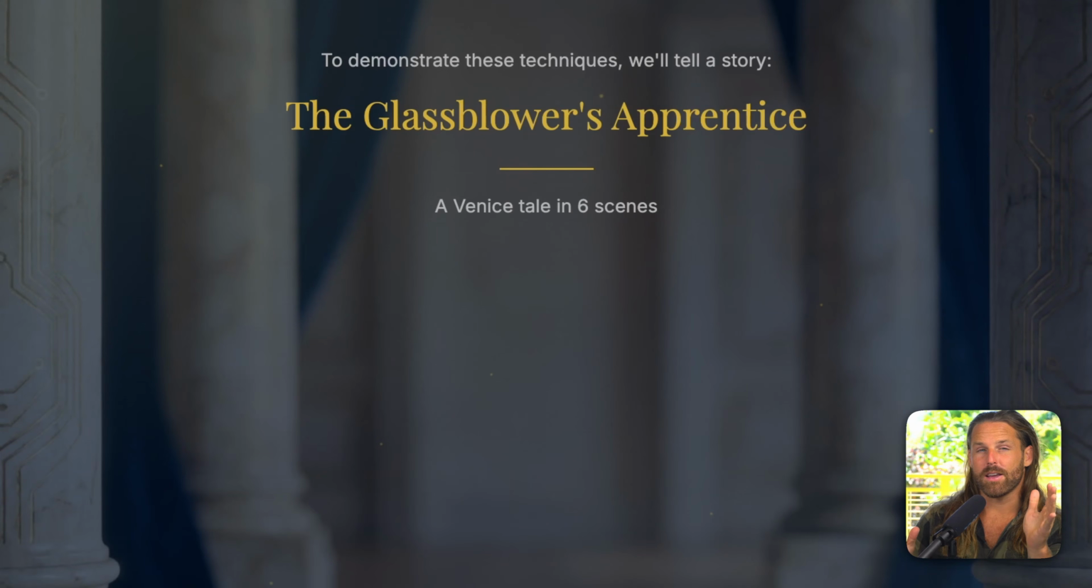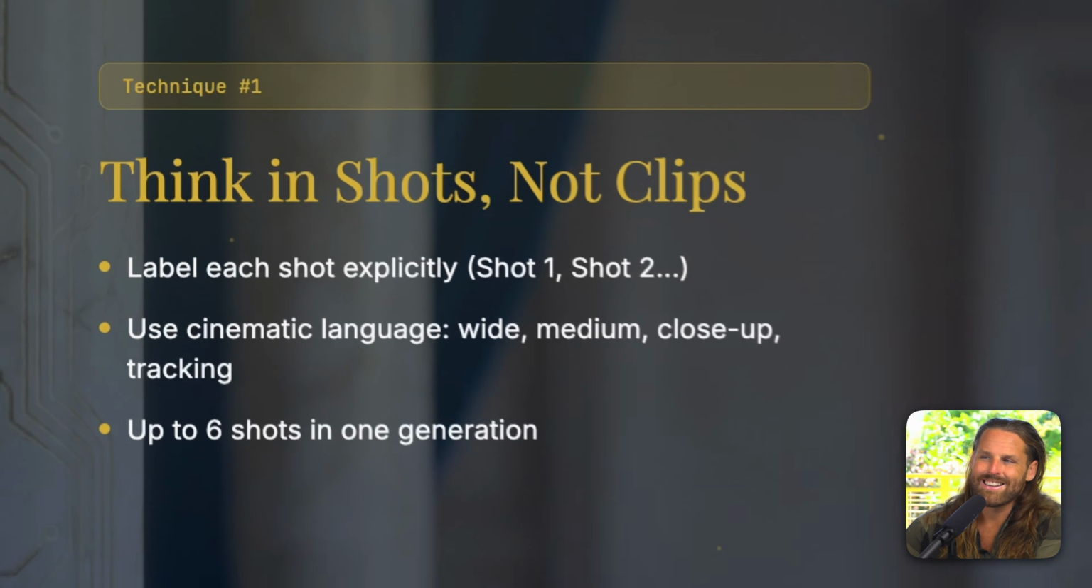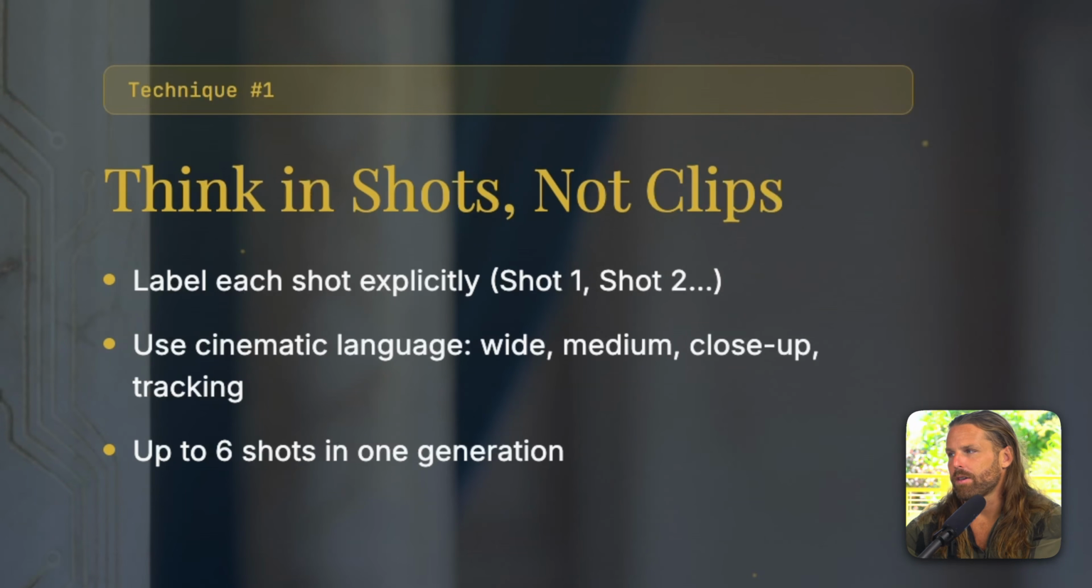To demonstrate the techniques for using Kling 3 as effectively as possible, we are going to tell a story of the glass blower's apprentice, a Venice tale in 6 scenes. Technique number 1: think in shots, not clips. We want to label each shot explicitly because we can do multi-shots here. Shot 1, shot 2, etc. We want to use cinematic language, which we've wanted to use anyway with earlier models. And we can mention up to 6 shots in one generation.